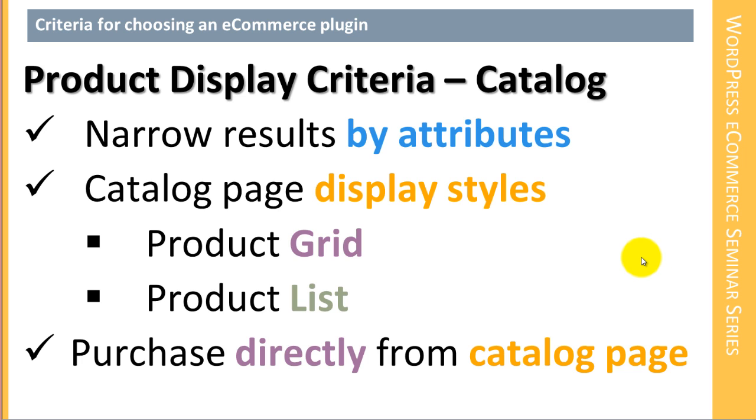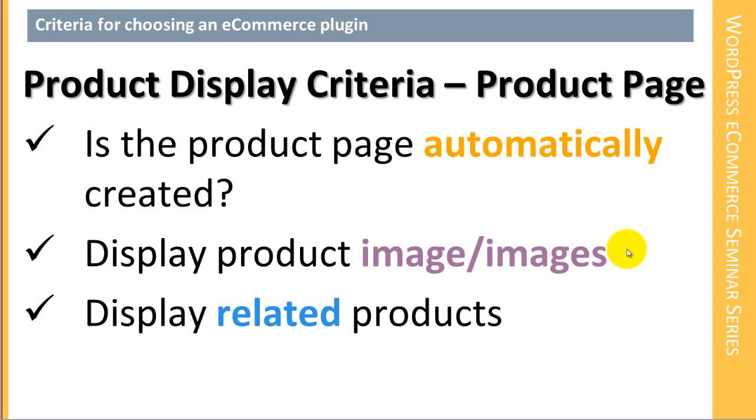Okay. Can you purchase directly from the catalog page, right? Sometimes you can add to cart directly from the catalog and not have to go all the way to the product page if you wish. And then you switch over to the product page display. If you create a product, does it automatically create a product page? You'll be surprised to learn that in a couple of cases the answer to that is no, which maybe doesn't matter. Can the product page display a product image or multiple images?